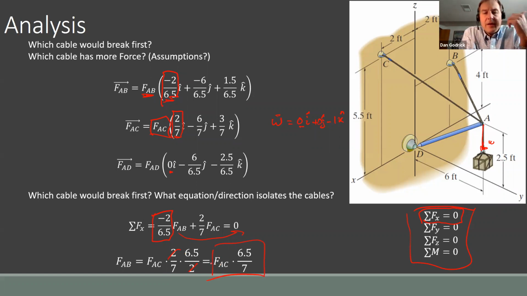The magnitude of FAB is FAC times 6.5 divided by 7, which is less than 1. So we know FAB is less than FAC, so which cable has more force? AC. AC has more force. This analysis just showed it. So which cable is going to break for us? Well, if they're the same kind of cable, same cross section, we assume AC breaks first.